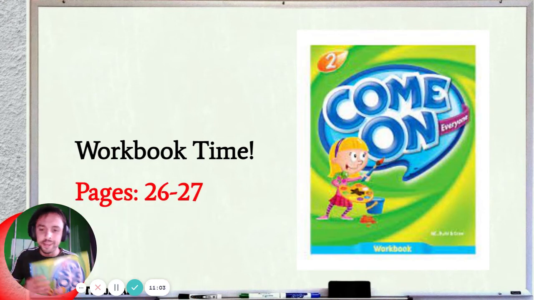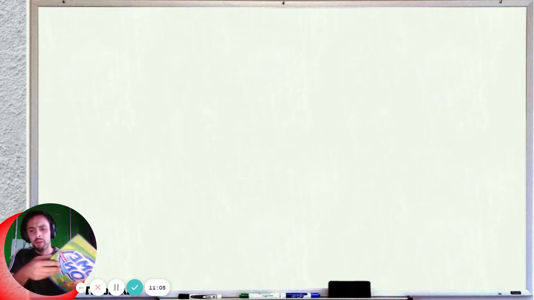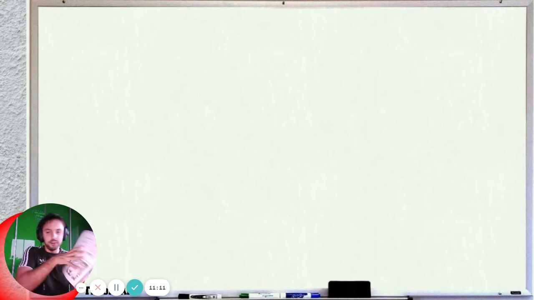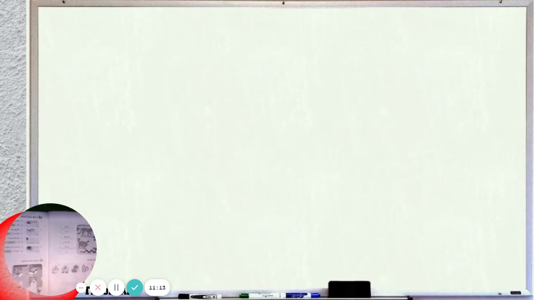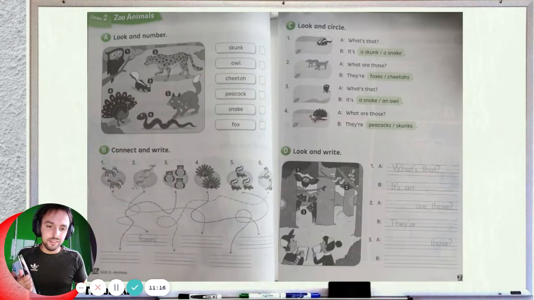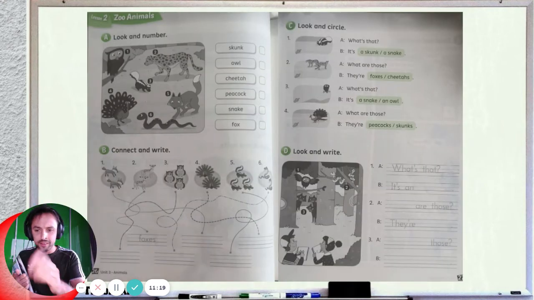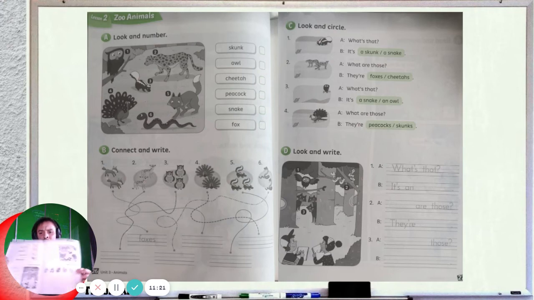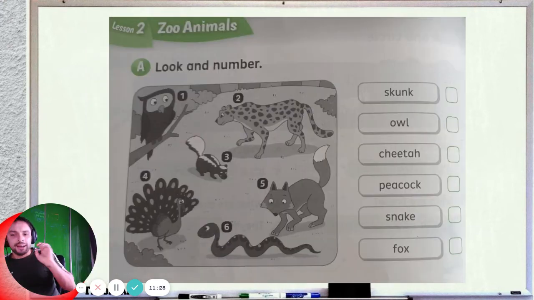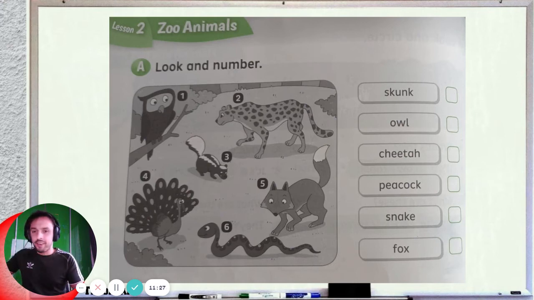Page 26, 27. So open up 26, 27. Here we go. I've got them here. 26 and 27. They should look like this. Here they are. 26, 27, just like that. Okay, let's go through them. Activity. First one, look at the picture and number.